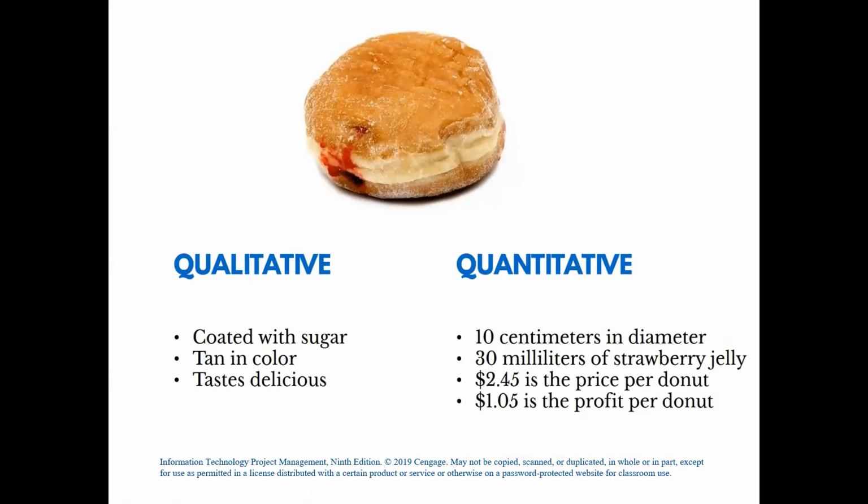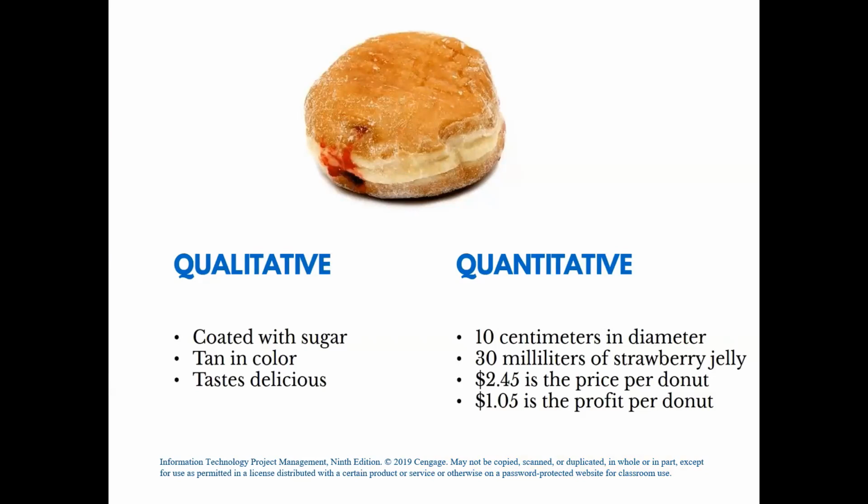So qualitative is a subjective analysis. On the other hand, quantitative is objective and based on verified and specific data. For example, if we want to know the diameter of this donut, it's 10 centimeters, it is certain. It has 30 millimeters of strawberry jelly. The price per donut is $2.45 and the profit per donut is $1.05.